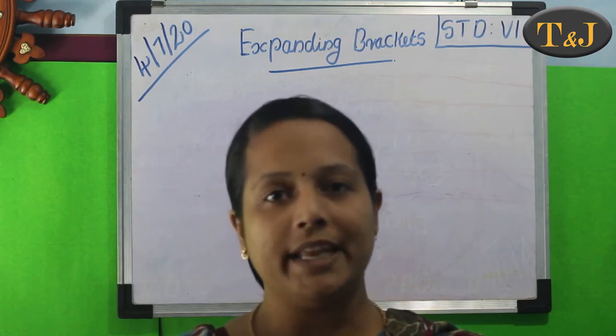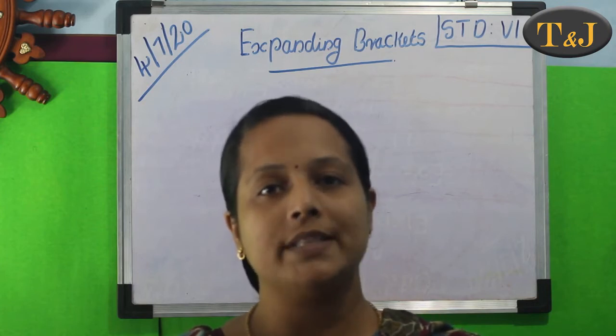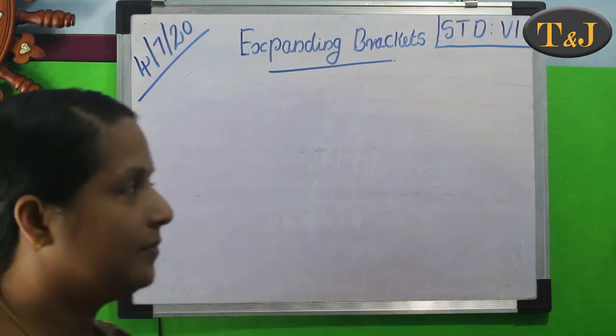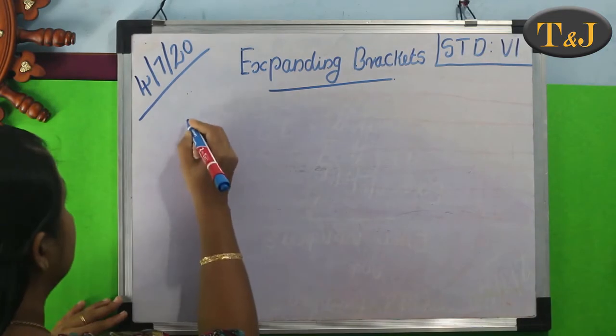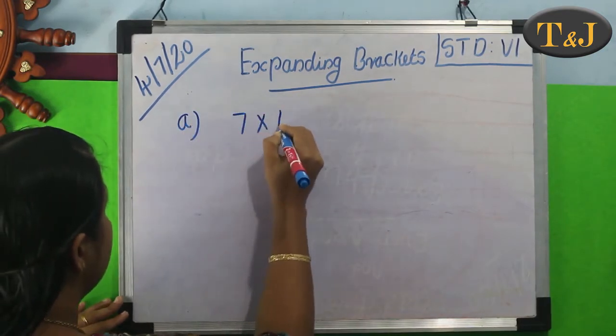Today we are going to take the topic expanding brackets. Let us learn how to use the expanding brackets with the help of some examples. First example, take the number 7 multiply 109.